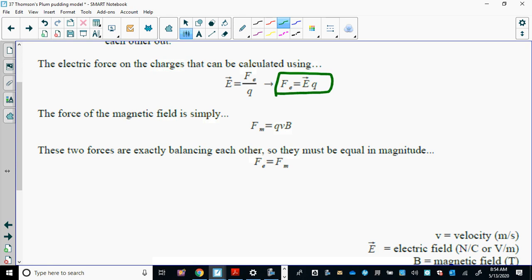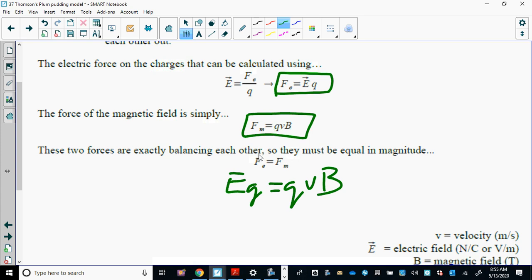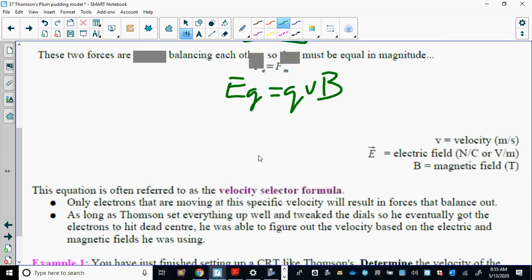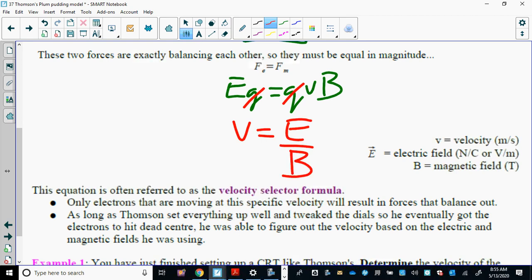We have an electric force which will be defined as E times Q, the electric field strength times the charge. We have a magnetic force which is defined by QVB, and if those two forces are equal, then EQ equals QVB, and as you can see, the charge becomes irrelevant because it cancels out. And you get this derived formula. The velocity equals the electric field strength divided by the magnetic field strength.